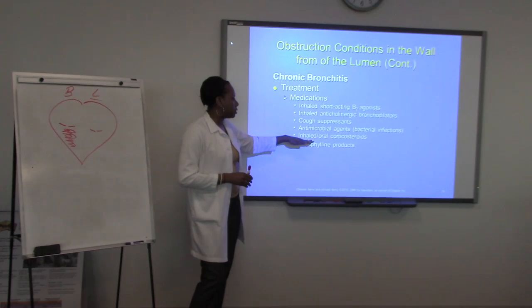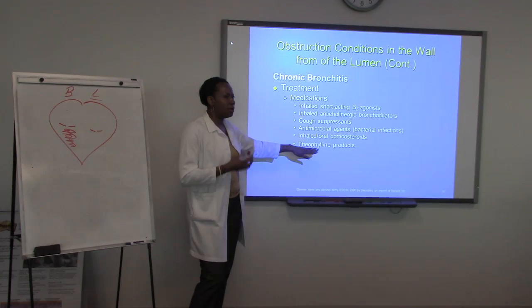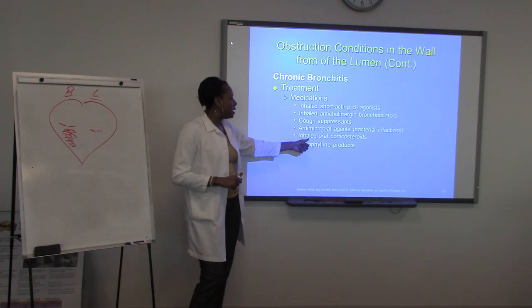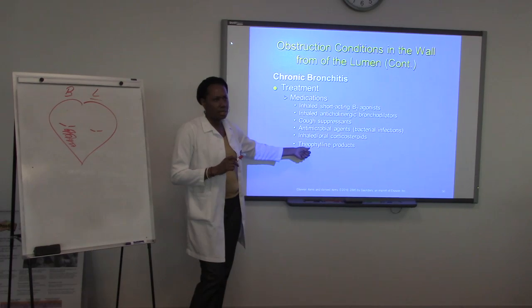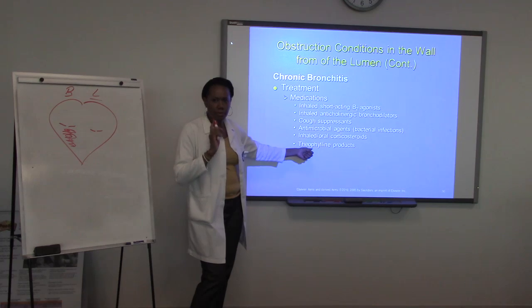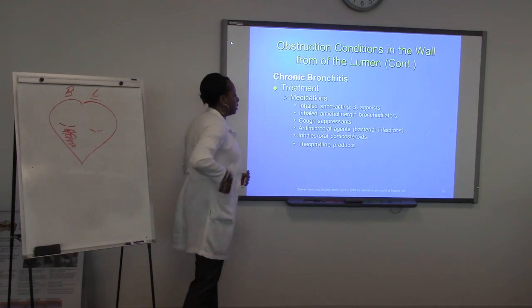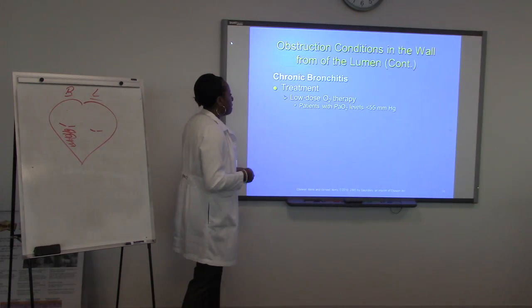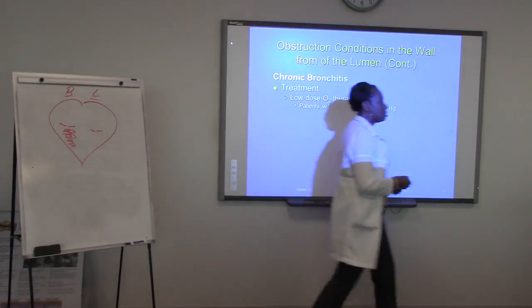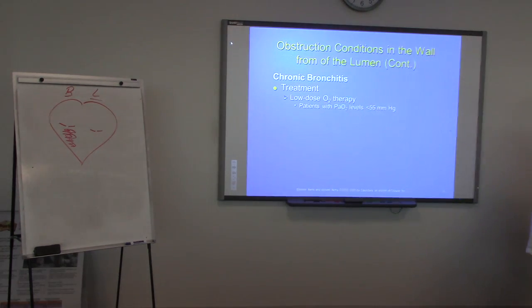And then corticosteroids, okay, to also open up the airway. And theophylline products, from my understanding, is also another type of bronchodilator. Don't quote me on that from what I remember. But this can also be given to asthmatic patients as well. Okay, so it's another type of dilator. And low dose oxygen. So again, oxygen therapies can be given if they need.